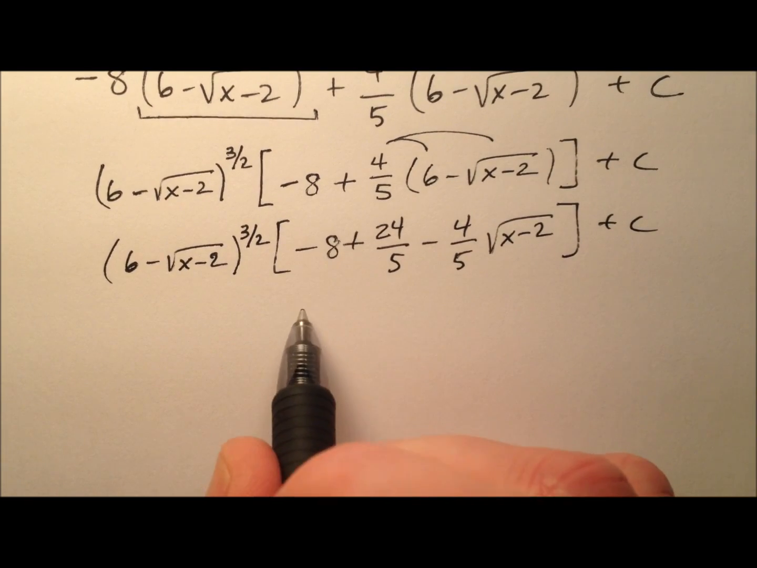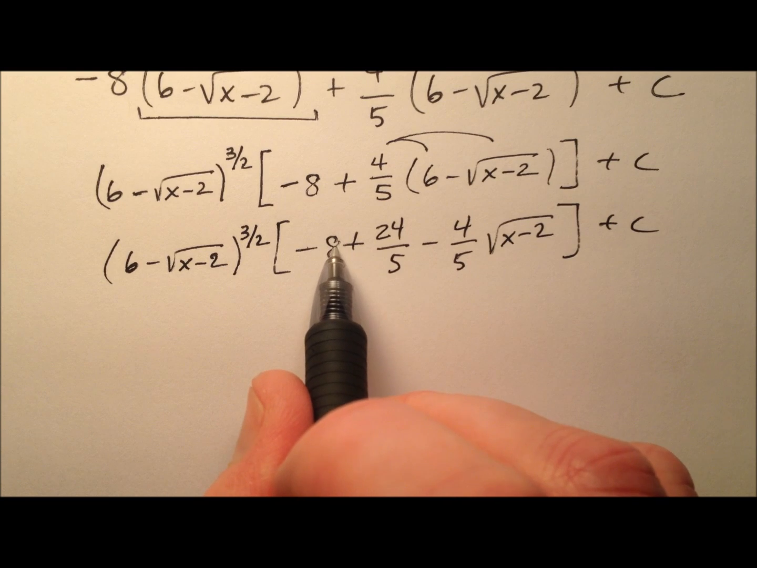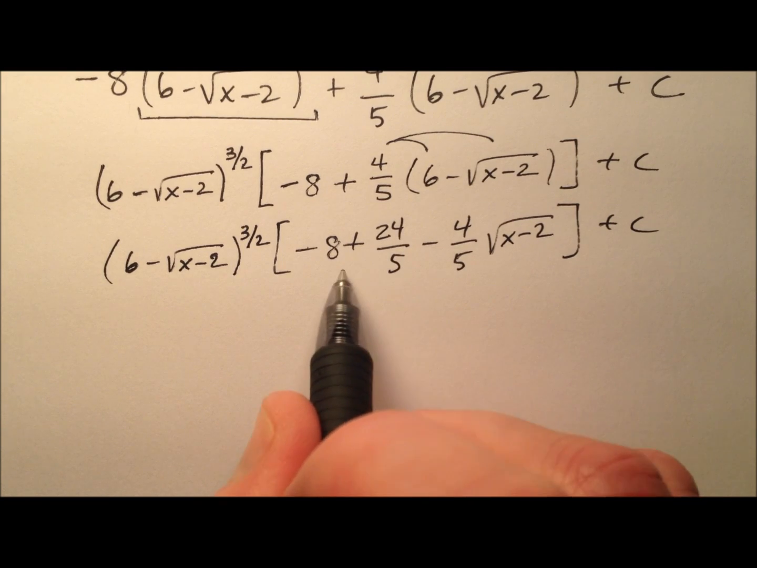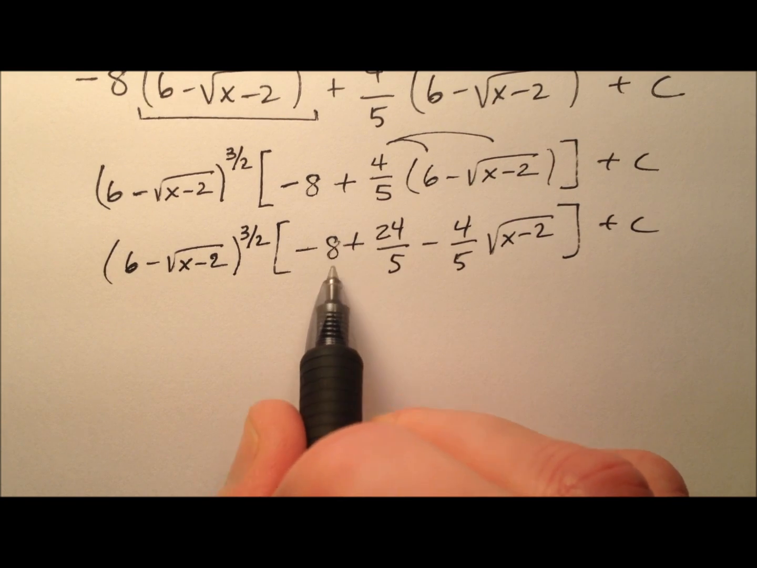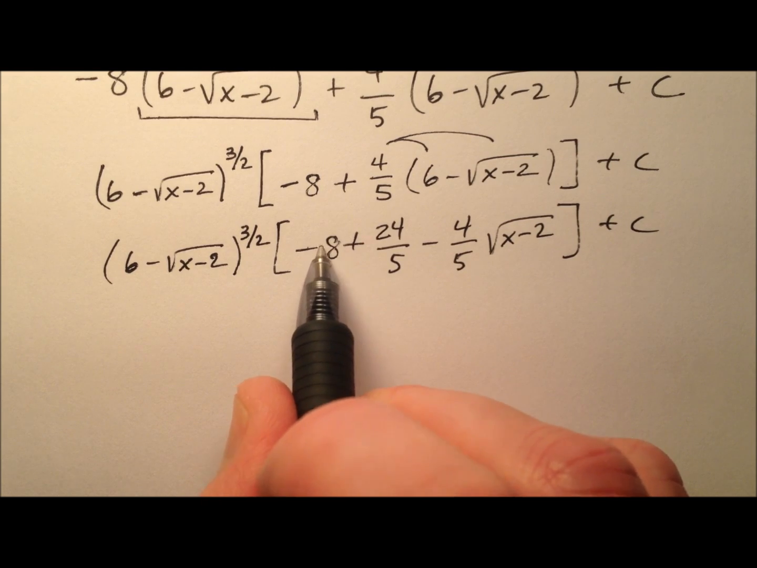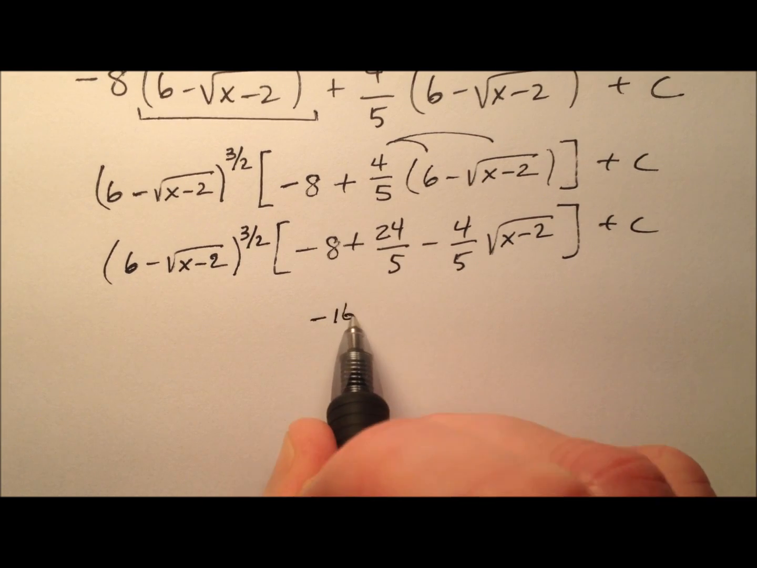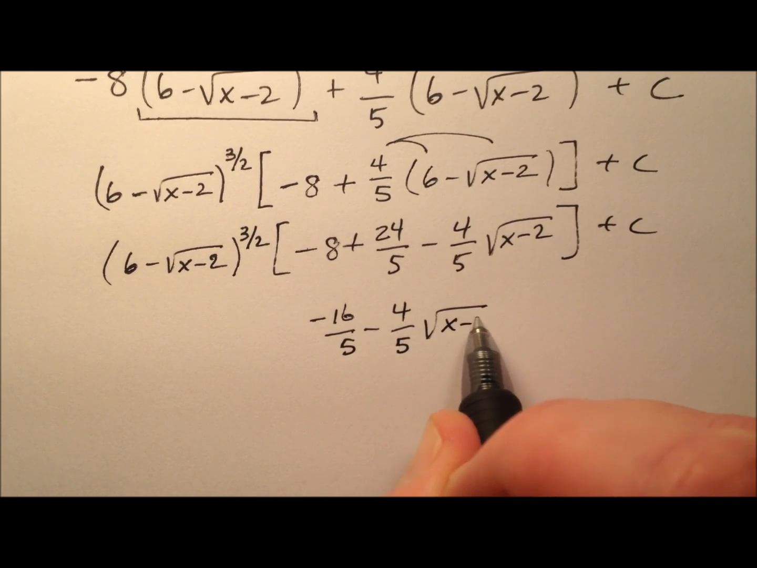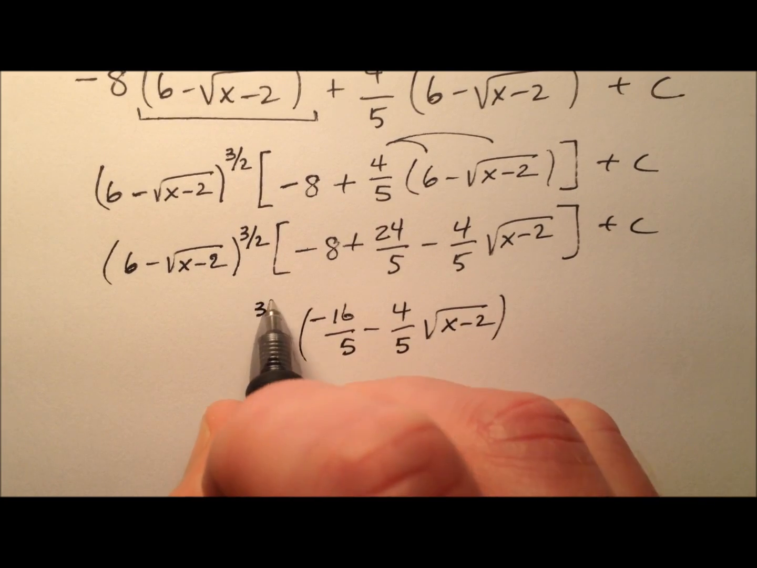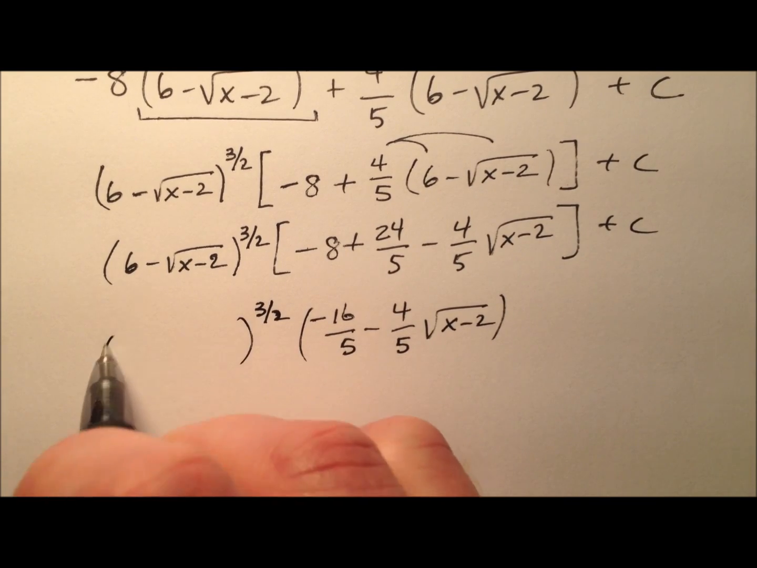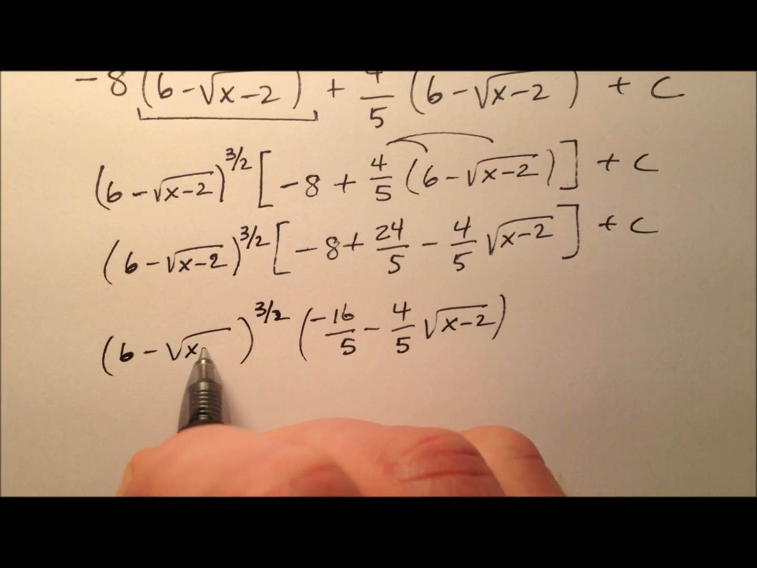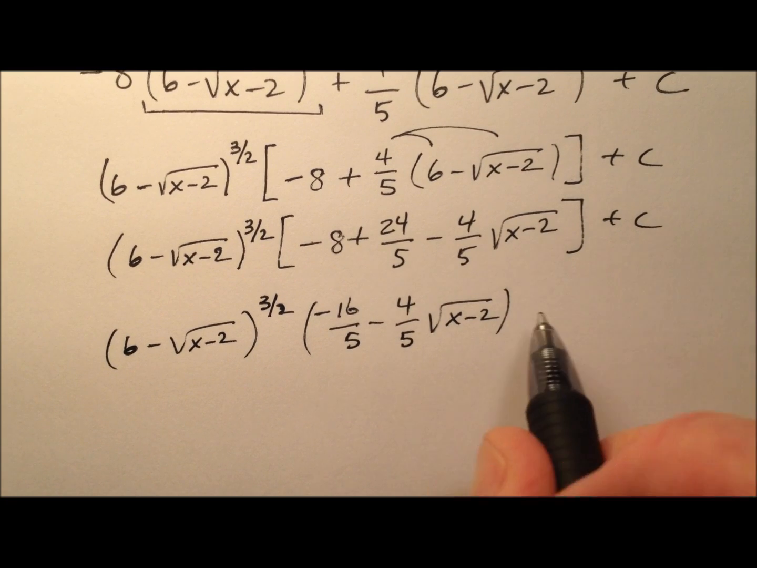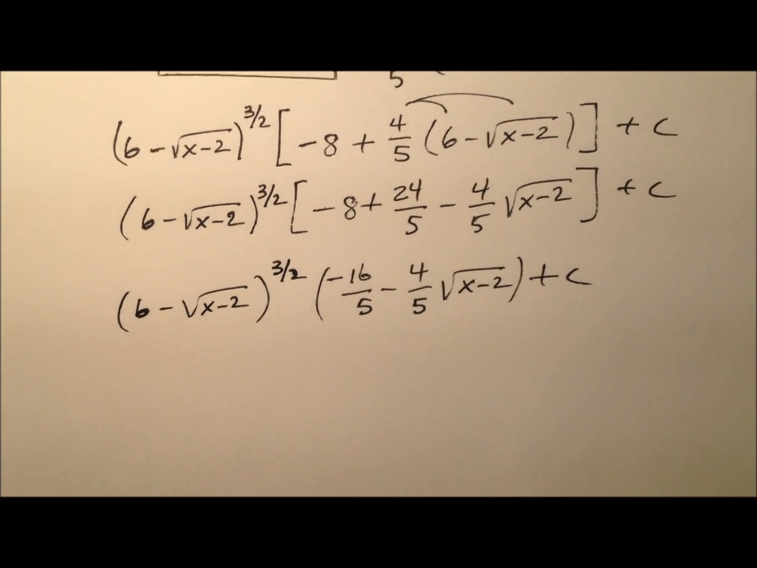Okay, so this inside bit, let's see, the -8, and we have 24/5. I can make this -40/5. And then -40 plus 24 is -16/5 with my 3/2 here. Okay, and then our plus c, of course. Don't want to leave that guy out.